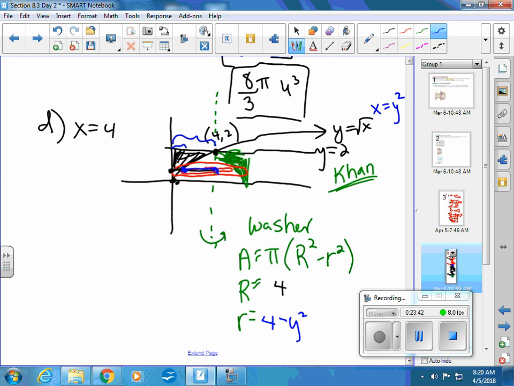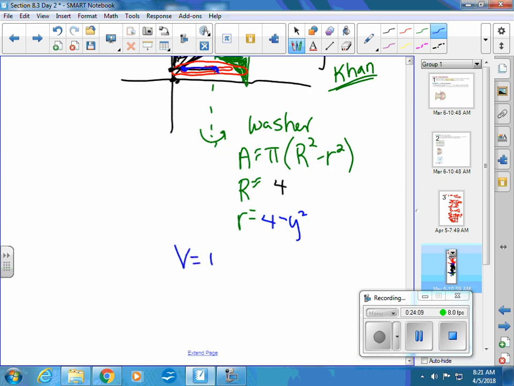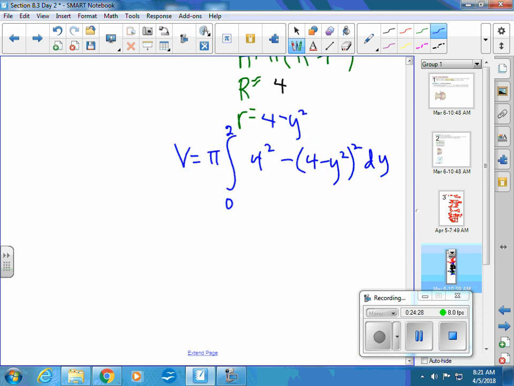So whenever you go around a vertical line, the y-axis or any vertical line, you need to have your equations as x equals. Whenever you're going around a horizontal line, you need to have your equations as y equals. That's the hardest part. Those R's are the toughest thing that you're going to have. Okay? And so to find the volume, this part here then is fine. From 0 to 2, because that's where your y's are, is big R squared minus little r squared.